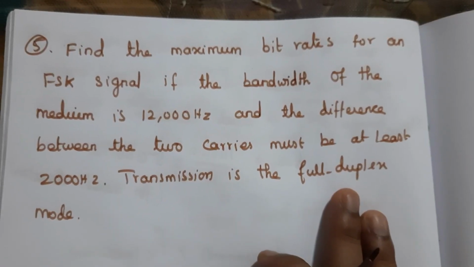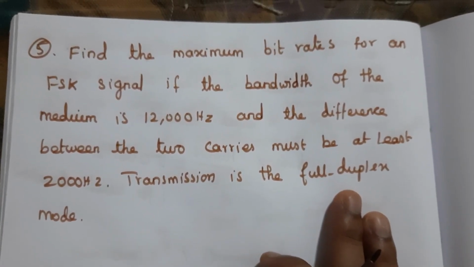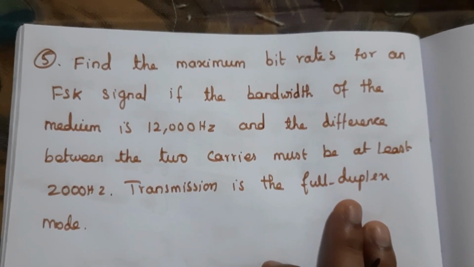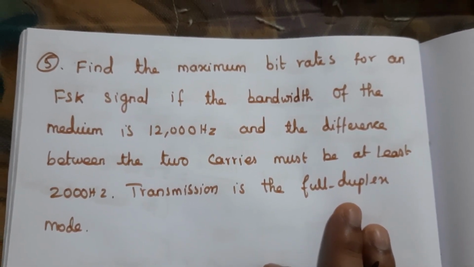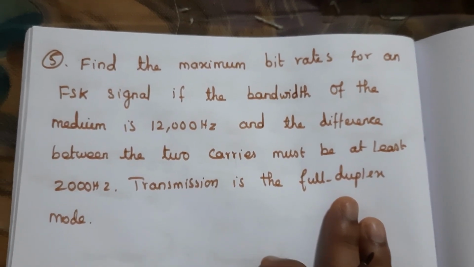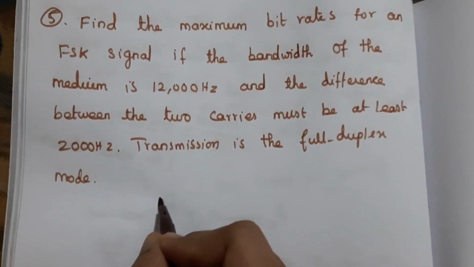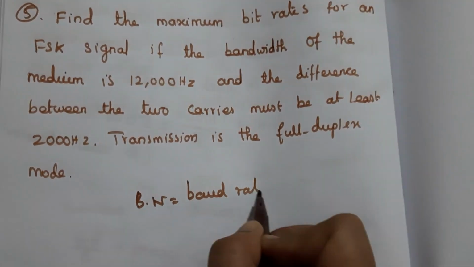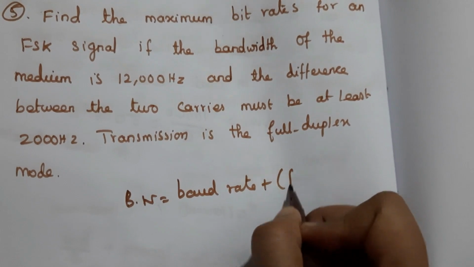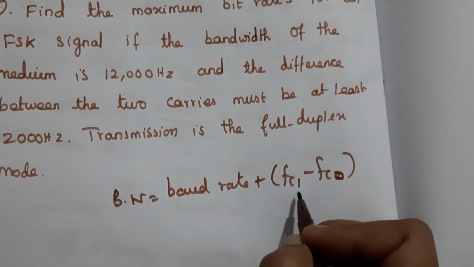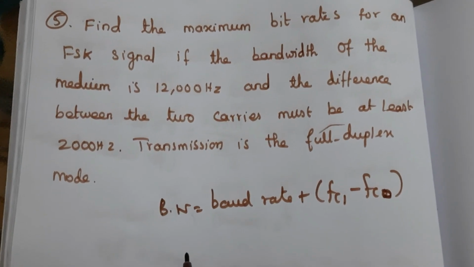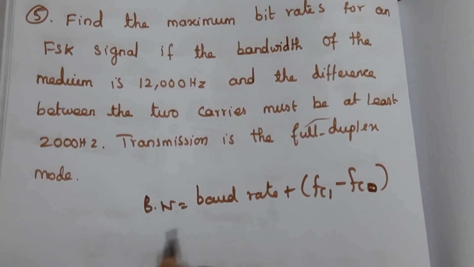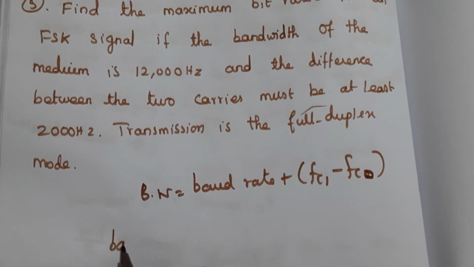Next question, find the maximum bit rate for an FSK signal if the bandwidth of the medium is 12,000 Hz and the difference between the two carriers must be at least 2000 Hz. Transmission is in full duplex mode. In FSK, bandwidth is equal to baud rate plus the frequency difference, FC1 minus FC0. So we have to find the bit rate, and in FSK bit rate is equal to baud rate. So from this equation we can find the baud rate.